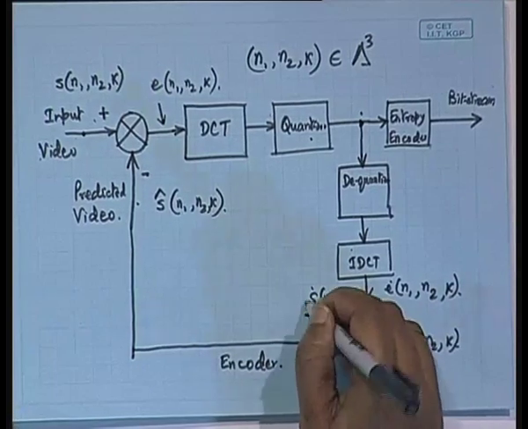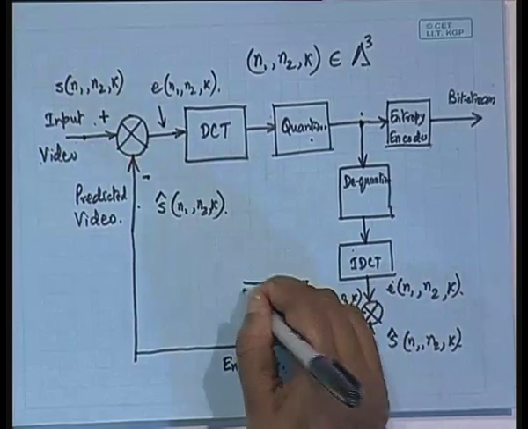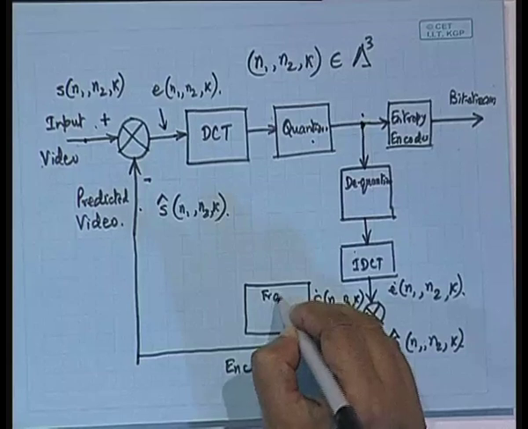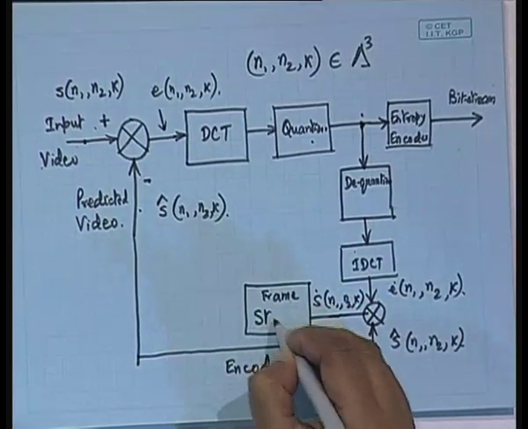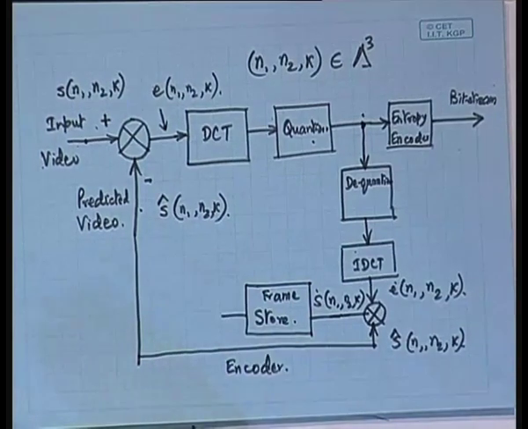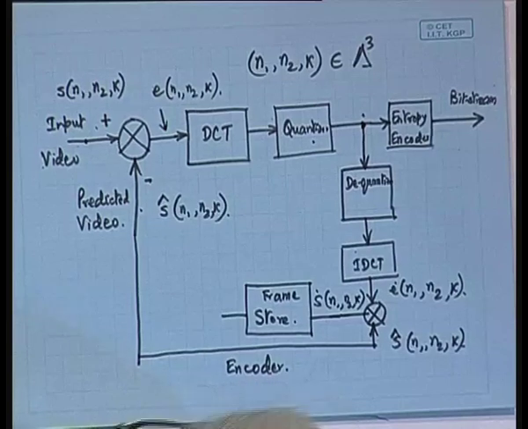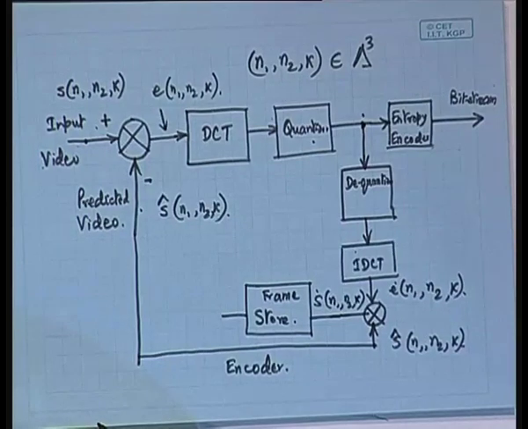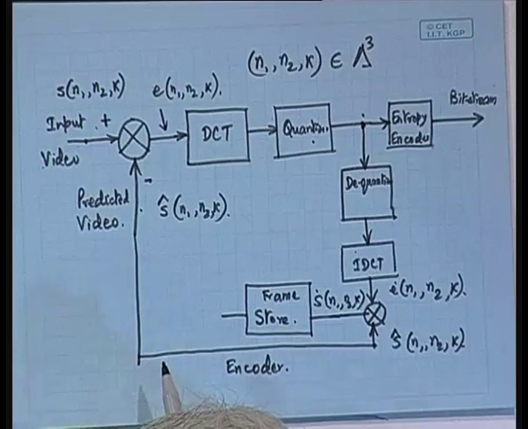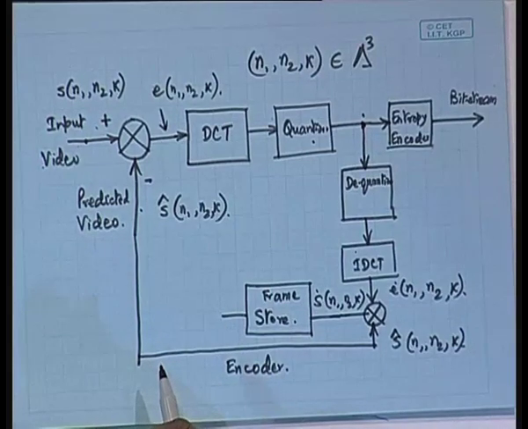So, here we will be getting S dot n1 n2 k, and now we can have a frame store. So, this is a frame storage. At the output of the frame store, what do we get? We get S dot n1 n2 k minus 1. If it is a storage of only one frame, then we have S dot n1 n2 k minus 1 available at the output of the frame store.